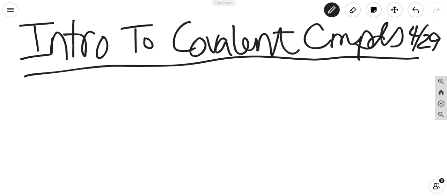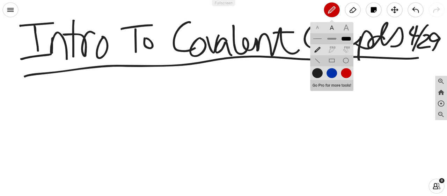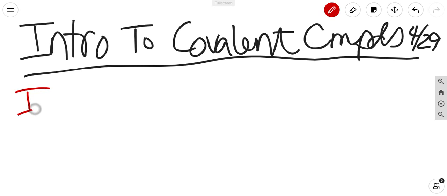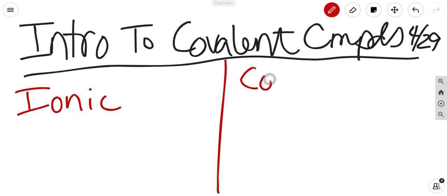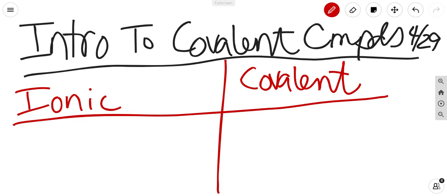Everything that we've been doing for the past 3 or 4 weeks has been showing ionic bonds, naming formulas with ionic bonds, naming ionic bonds, and so now we're switching. This is the other type of bond called a covalent bond or a covalent compound. To compare and contrast the two, we'll make a chart. We'll put ionic on one side and covalent on the other.